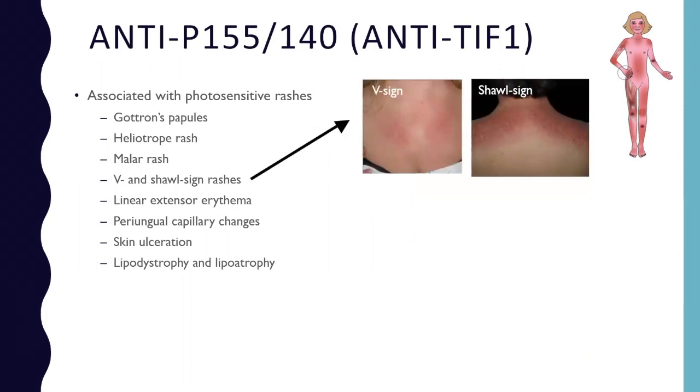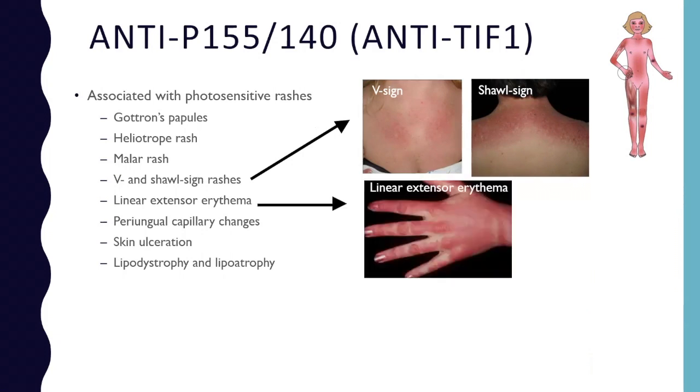V and shawl sign rashes can occur in this group and are not as common in other groups. And so this is a rash that makes a V pattern on the chest or over the back, almost like a shawl covering the back. Linear extensor erythema, which means the dorsum of the hand is red, and it doesn't just involve the knuckles like those Gottron's papules, it extends throughout the fingers there.